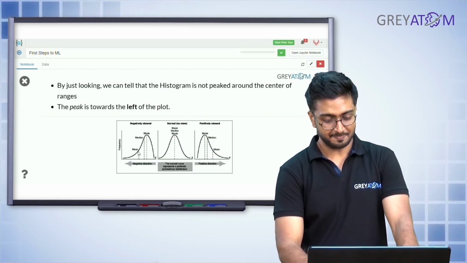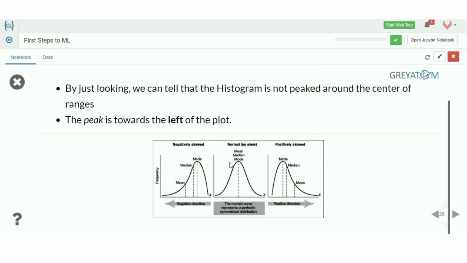Obviously, you can see that if there's no skew, it's the normal distribution. In this case, you have mean and median on the same line. But in case you have a positively skewed distribution, your mean is shifted to the right, because there are a lot of outlier values to the right.